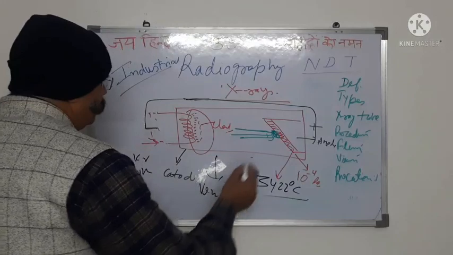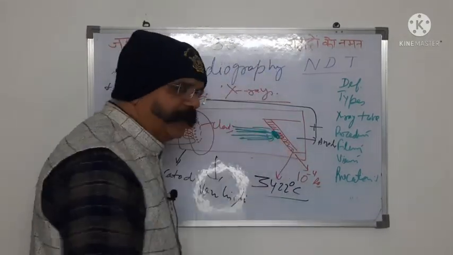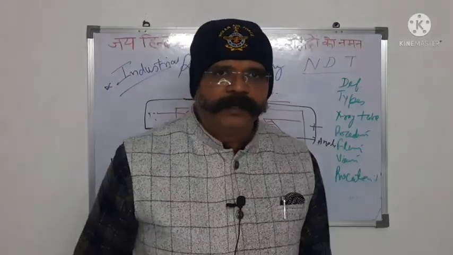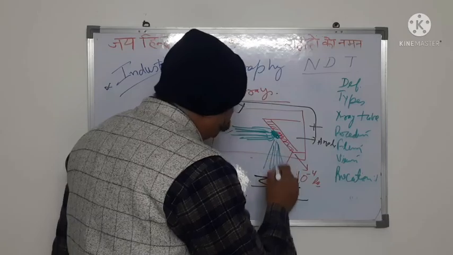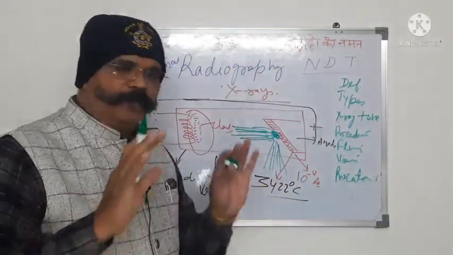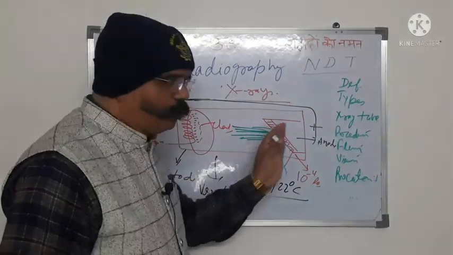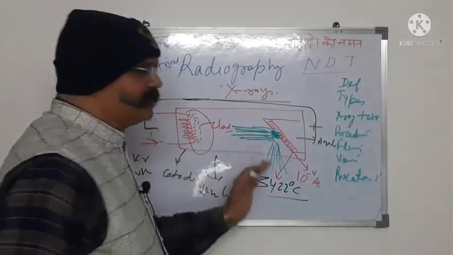This energy of these electrons will be transferred to the material of this target and X-rays will be produced. This is the general principle of production of the X-ray. Once again, before going forward or before going into detail, I'll revise this.